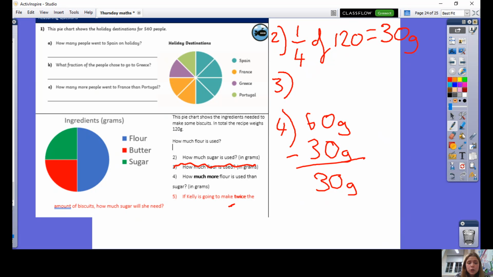If Kelly's going to make twice the amount of biscuits, how much sugar will she need? If for this recipe she needs 30 grams, to make twice the amount, that would be 30 times 2. 30 grams times 2 is equal to 60 grams.